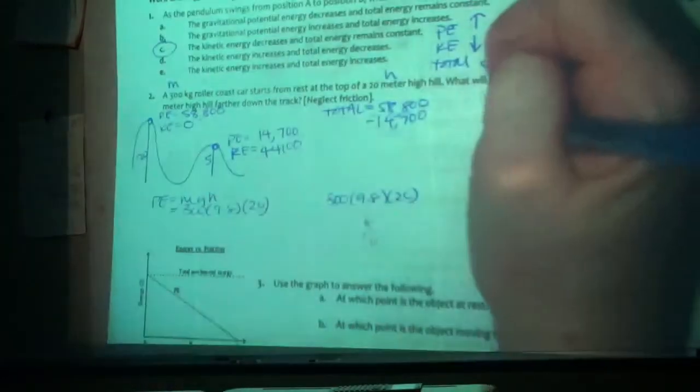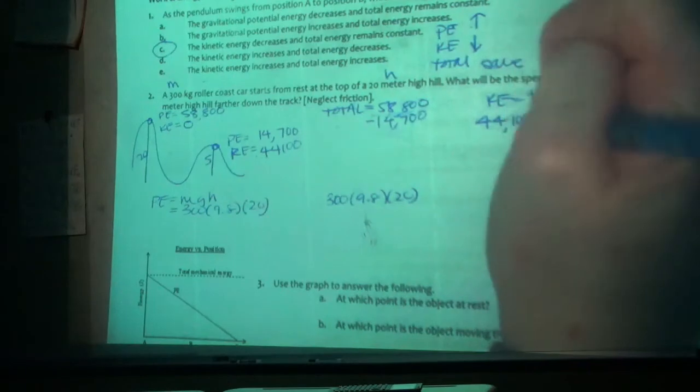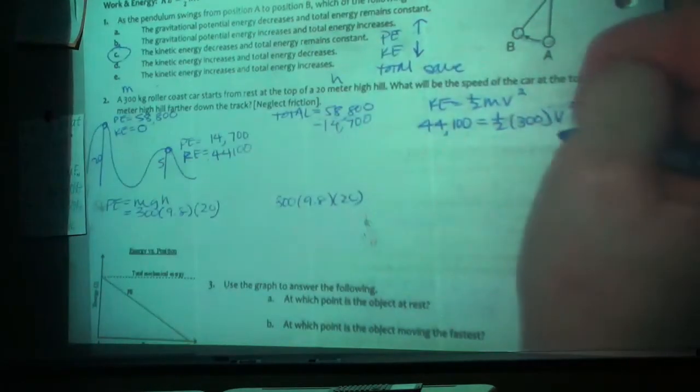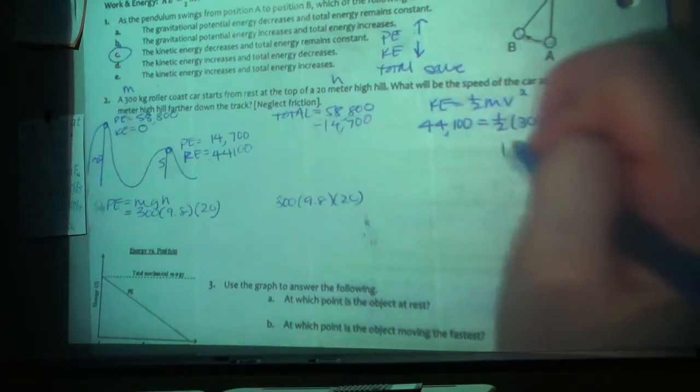And now I can plug into my kinetic energy equals 1/2 mass of 300 v squared to get my velocity at that point. Half of 300 is 150.